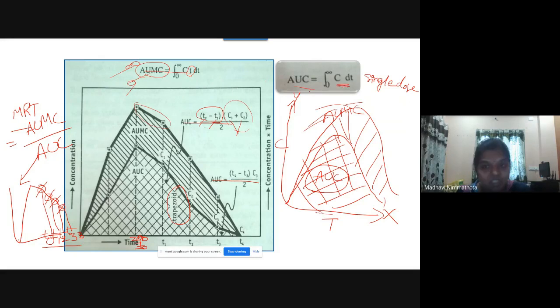That means, what does it mean? AUC, the area under the curve, depends only on the concentration, not with respect to the time. In the case of the first moment curve, it is reflected onto the time. That's why the time is here, t C dt, and here C dt. So that is the major difference between AUC and AUMC, and this is explained only by the use of this statistical moment theory.